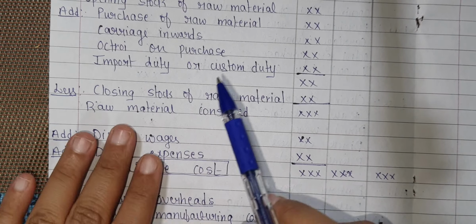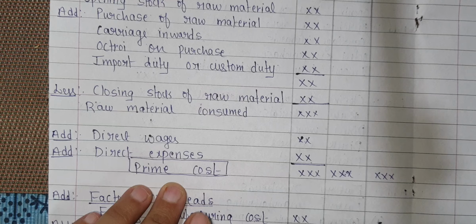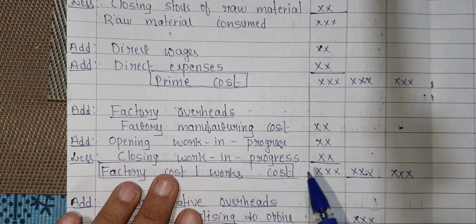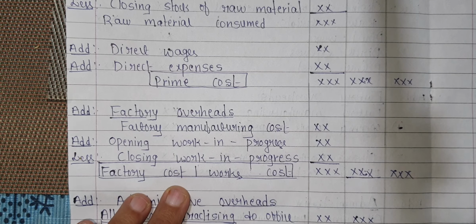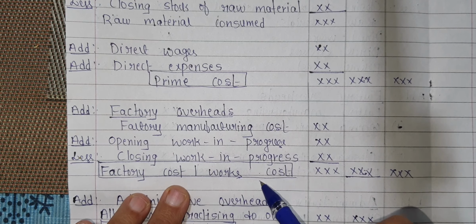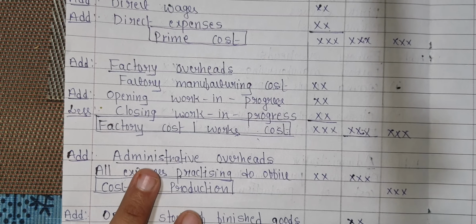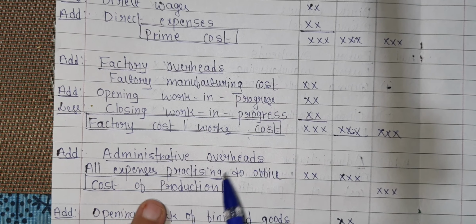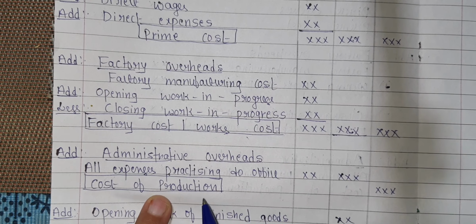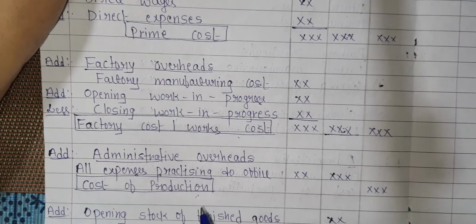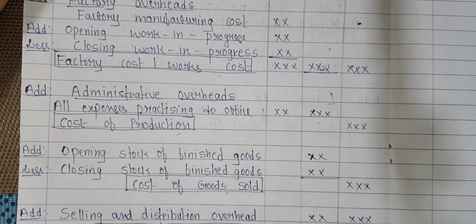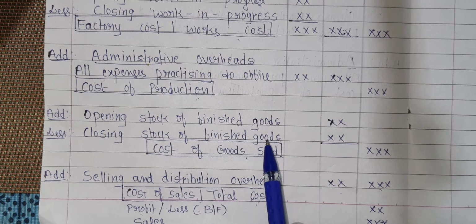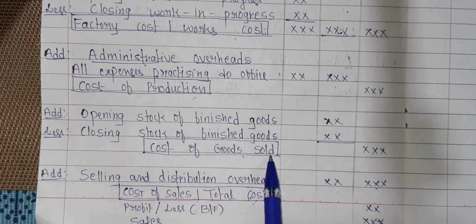First, what we have to find out? First, we have to find out the prime cost. For that, we have to add factory overheads. Then we will arrive at factory cost or works cost. And for that, we have to add administrative overheads. Then we will arrive at cost of production. For cost of production, we have to add opening stock of finished goods and deduct closing stock of finished goods. Then we will arrive at cost of goods sold.